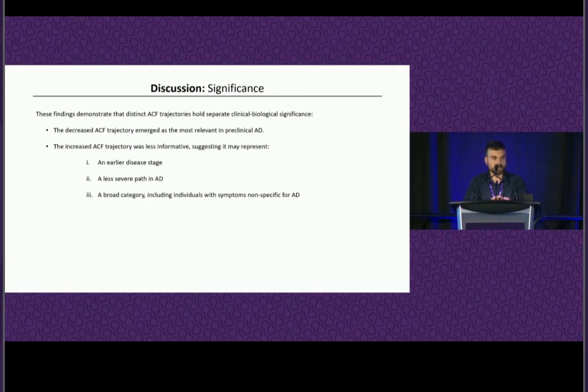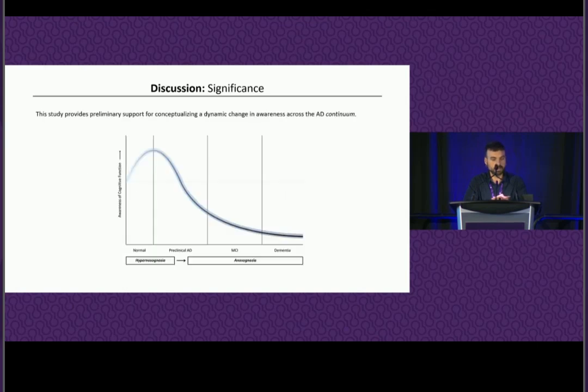These findings demonstrate that distinct ACF trajectories hold separate clinical biological significance. The decreased ACF trajectory emerged as the most relevant in preclinical AD, whereas the increased ACF trajectory was less informative, suggesting that it may represent an earlier stage of the disease, a less severe path in AD, or a broad category, including individuals with symptoms non-specific for AD. This study provides preliminary support for conceptualizing a dynamic change in awareness across the AD continuum, potentially emerging as increased awareness of subtle cognitive decline and gradually progressing to decreased cognitive awareness.